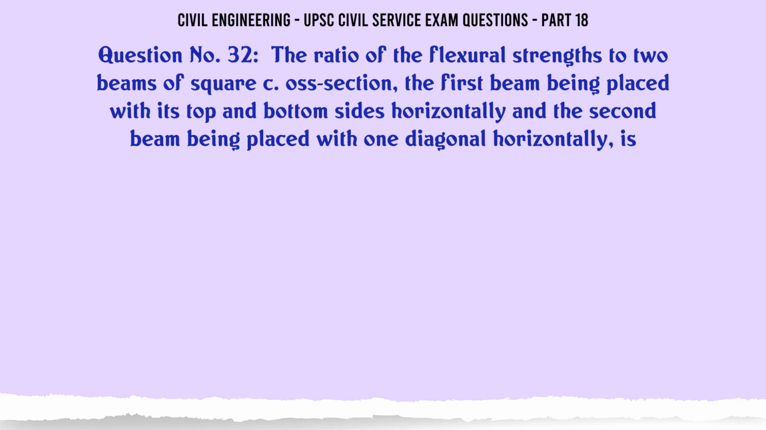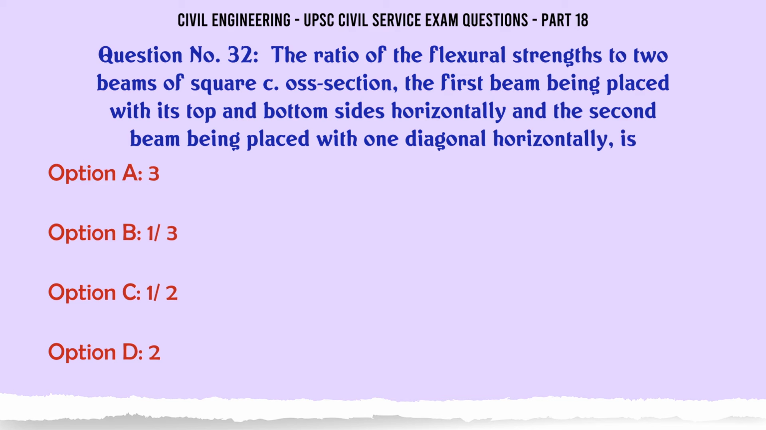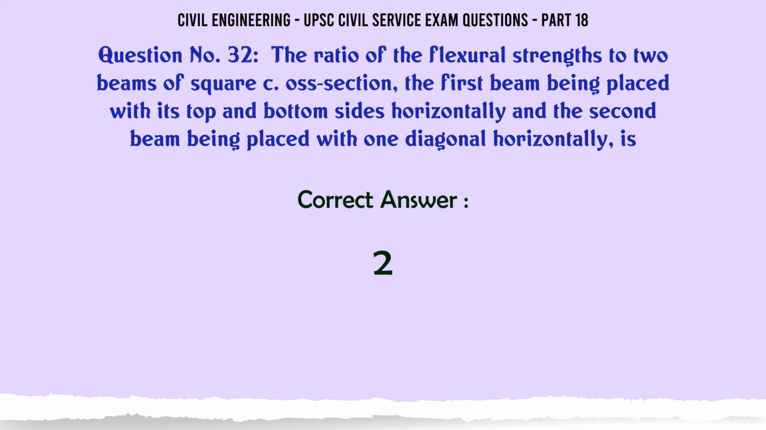The ratio of the flexural strengths of two beams of square cross section, the first beam being placed with its top and bottom sides horizontally and the second beam being placed with one diagonal horizontally, is A. √3, B. 1/√3, C. 1/√2, D. √2. The correct answer is √2.